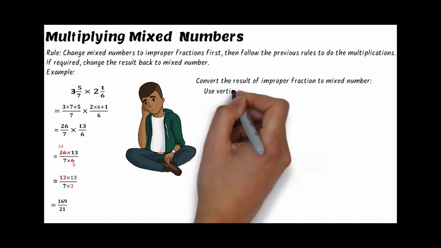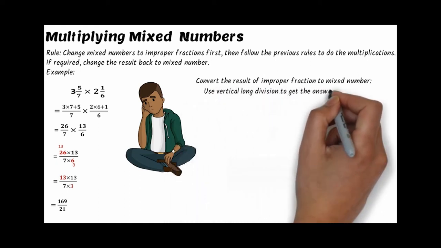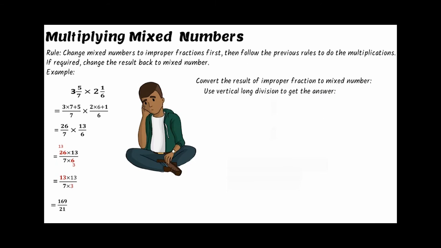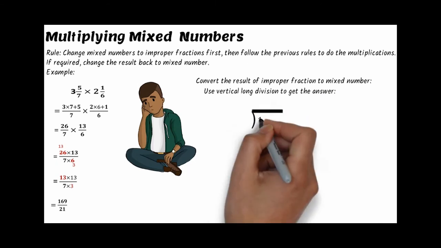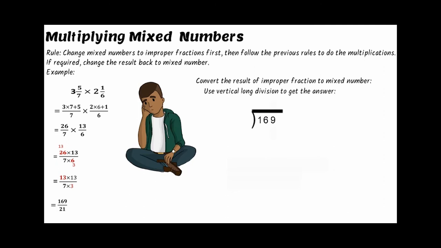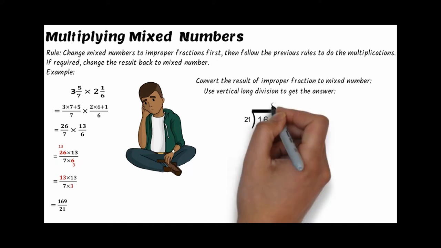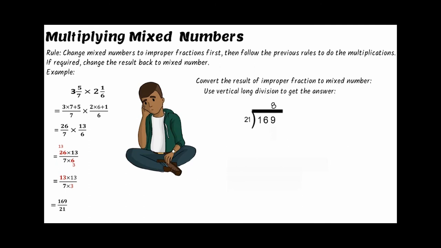as you probably already know from our previous slide, is to use a vertical long division to get the answer. So we're going to first set up our long division. We have 169 divided by 21. So 169 is the dividend and 21 is the divisor. And we're going to estimate our quotient starting with 8.